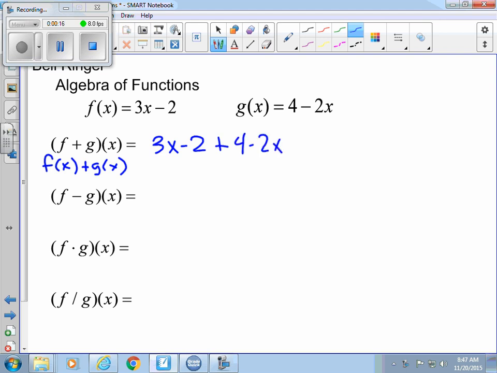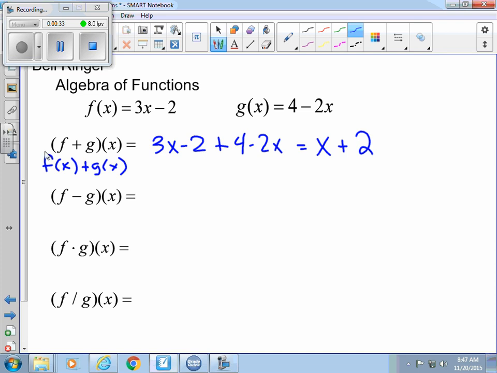And you add those together. Put my terms together. So 3x minus 2x is x. Negative 2 plus 4 is plus 2. So f plus g of x is a new function and it's x plus 2.